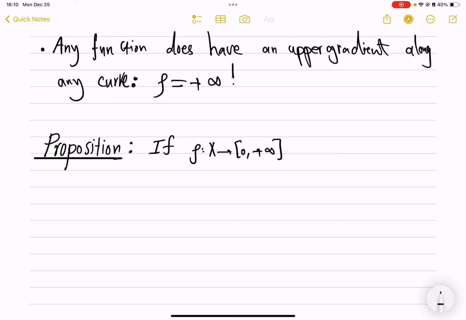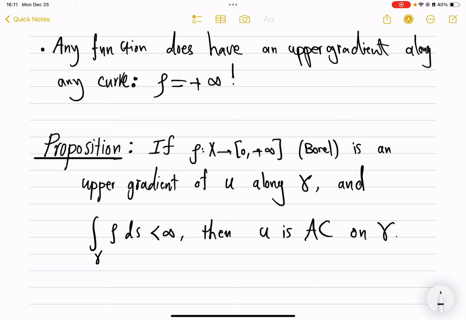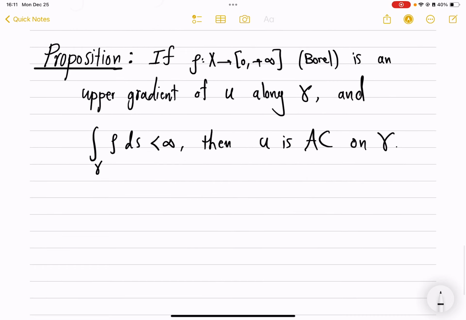before we get used to these notions, I want to repeat. If this function rho, which is Borel, is an upper gradient of u along gamma and the integral of rho along gamma is finite, then u is absolutely continuous on gamma, which in particular, remember, we allow u to also take positive and negative infinity values, but this shows that in particular u is never plus or minus infinity.